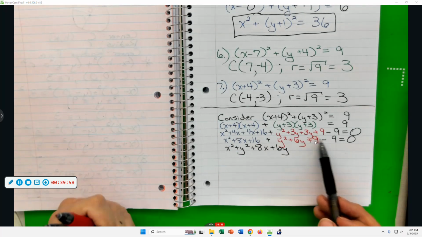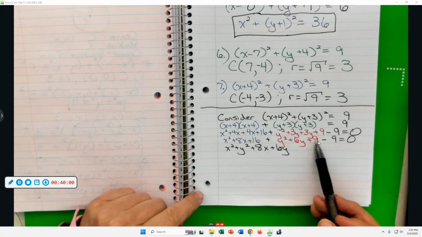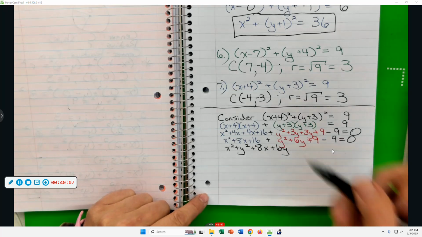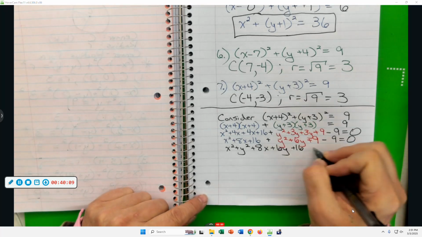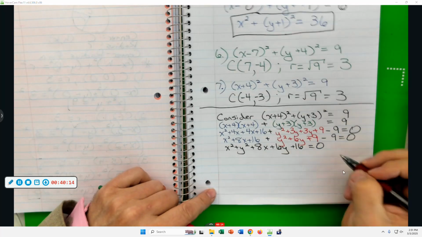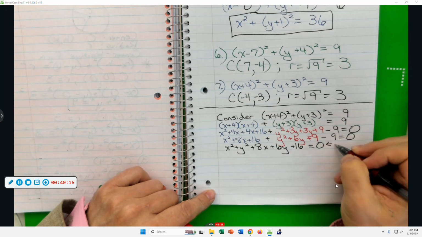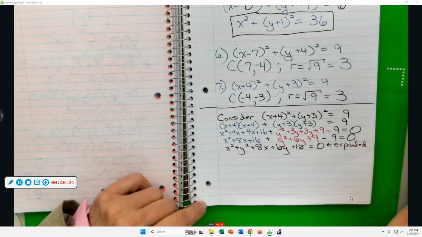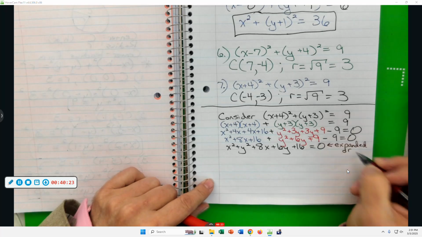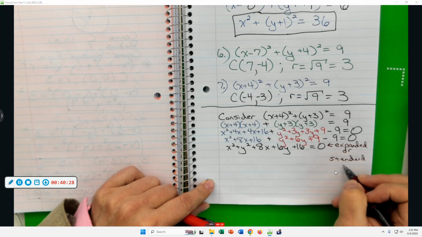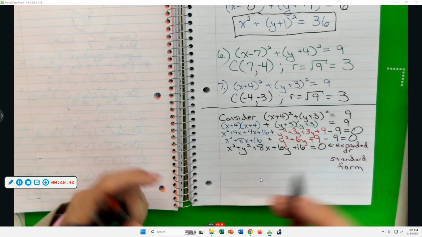16 plus 9 minus 9 is just a coincidence. Those numbers both turned out to be the same. But that would be a 16 plus 9 minus 9. That's just a plus 16 equals 0. This form here that I've written is called expanded or standard form for a circle, which I don't prefer.